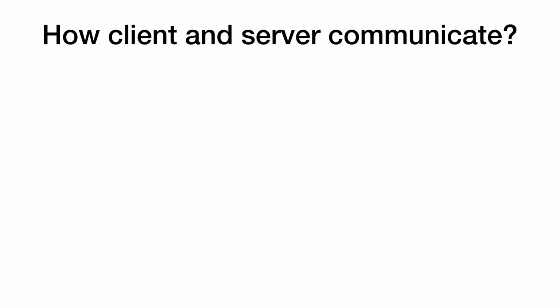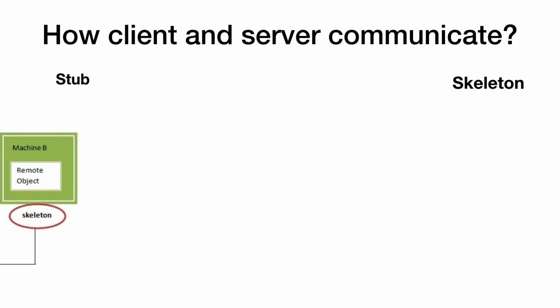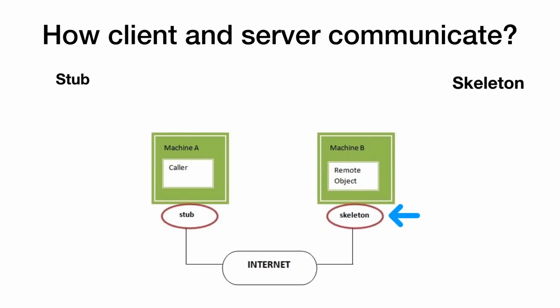Client and server communicate through two entities. They are stub and skeleton. Let's see a diagram to see how stub and skeleton fit inside the client and server communication. The arrow points to the stub and the skeleton.